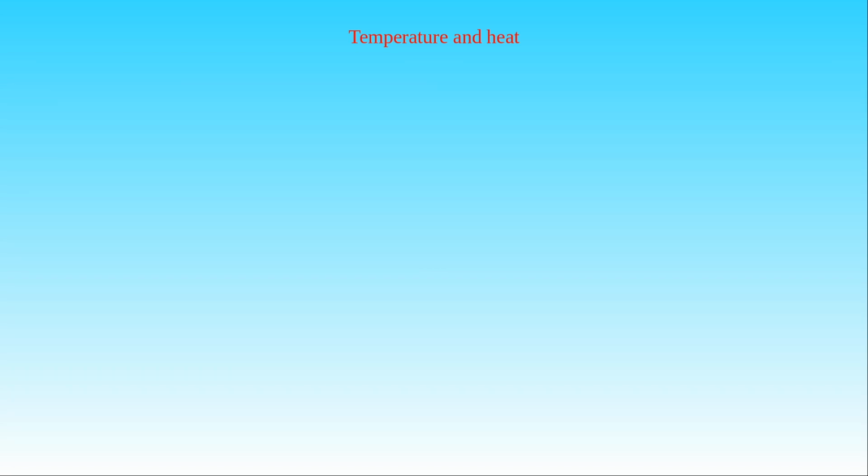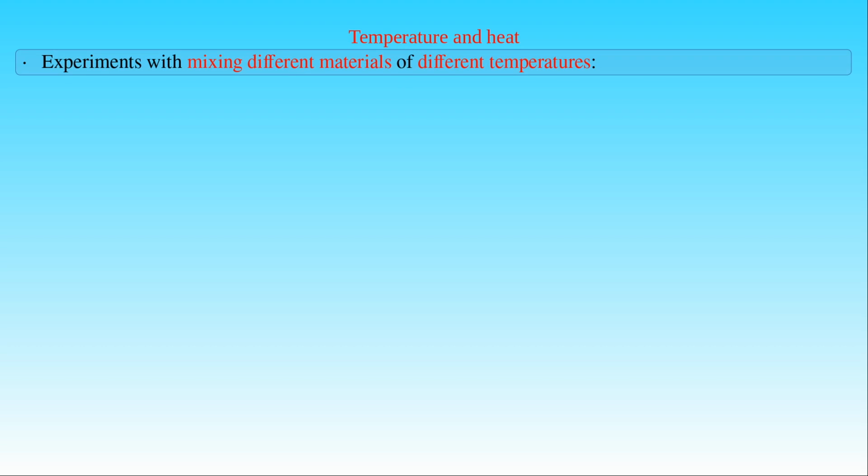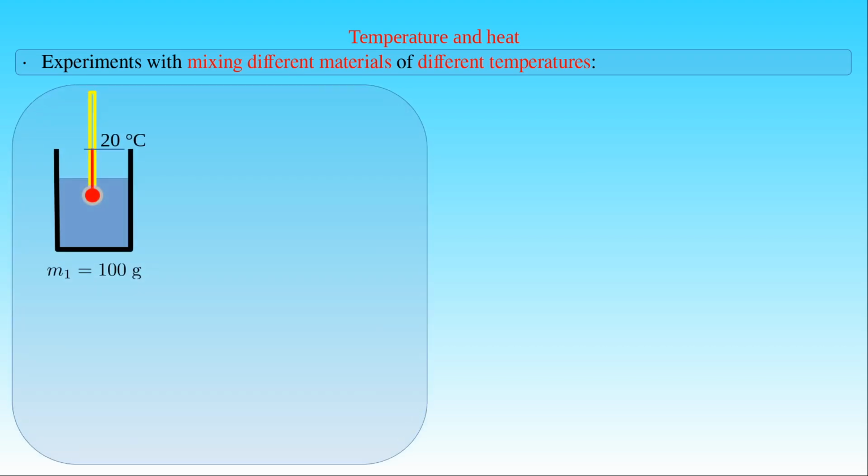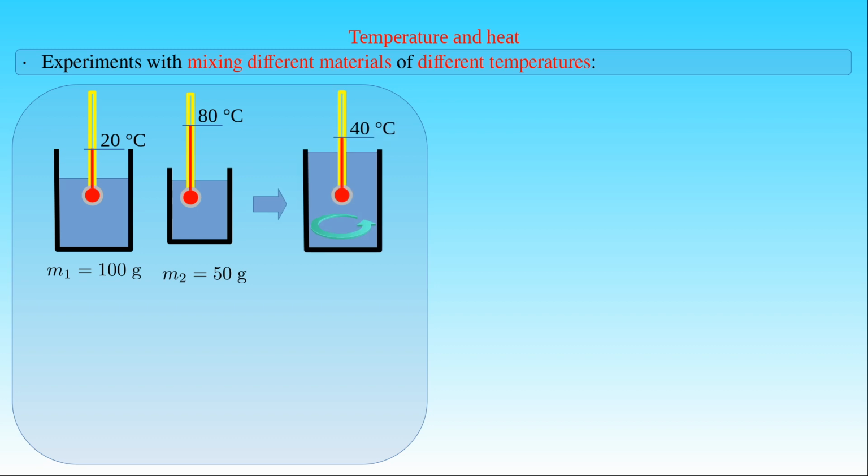We can draw the same conclusion on the transport of heat from the following experiment mixing different materials with different temperatures. Let us pour water with the temperature 20 degrees Celsius into a container until its mass reaches 100 grams. Let us also heat 50 grams of water to 80 degrees Celsius, and pour it into the container filled with the cold water. If we mix the cold and the hot water in the container and measure the temperature of the mixture, we see that it goes up to 40 degrees Celsius.